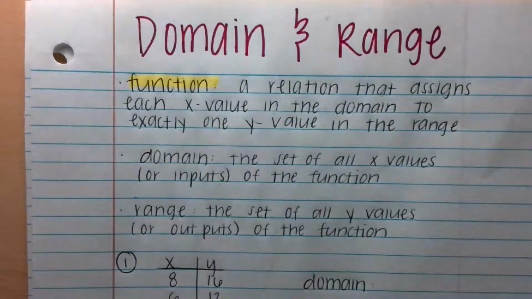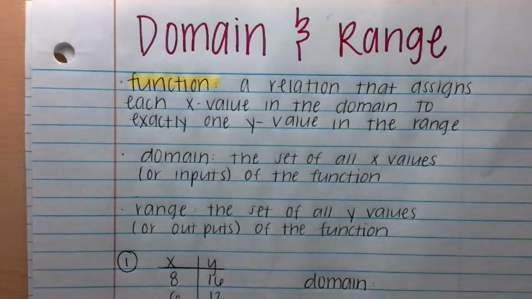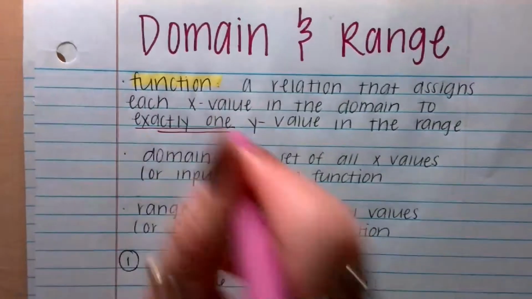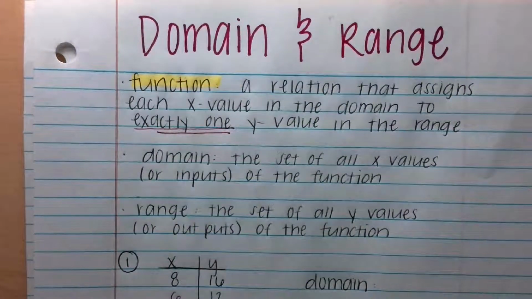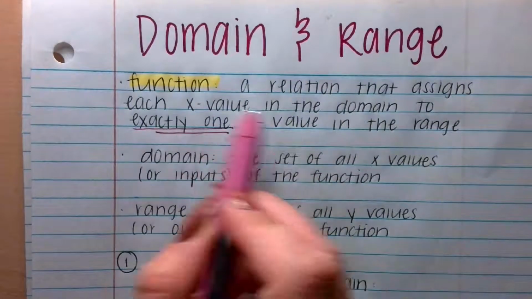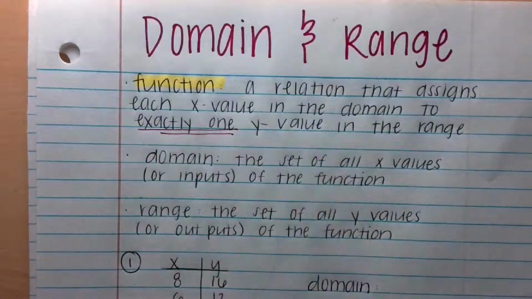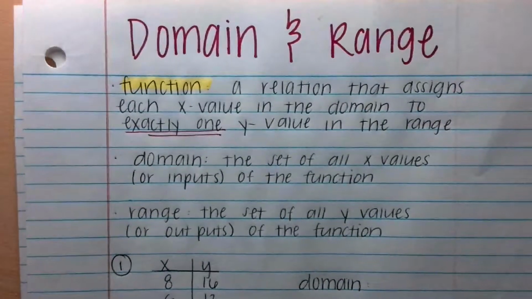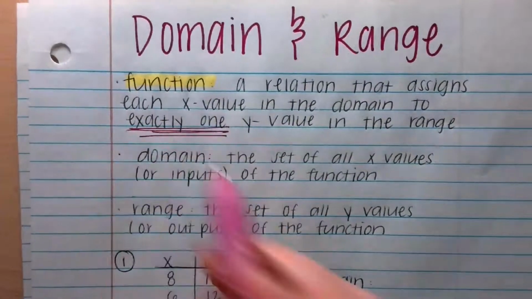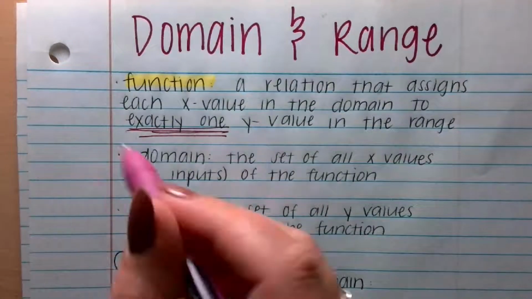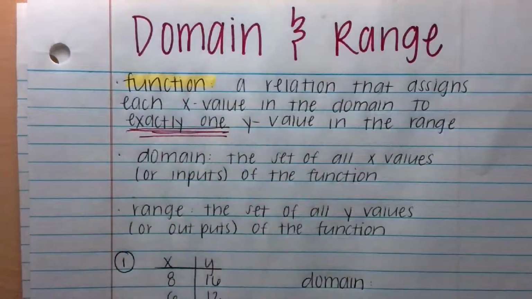A function is a relation that assigns each x value in the domain to exactly one y value in the range. Remember, this exactly one y value is a huge piece of determining if something is a function or not. Remember our vertical line test and all those good things. So exactly one y value is huge and critical in this definition.